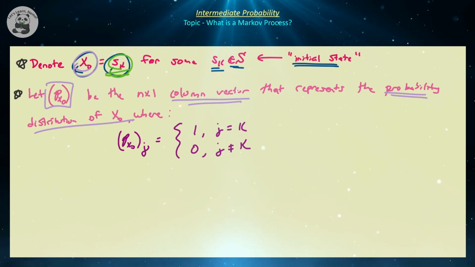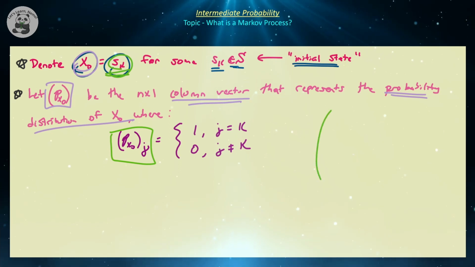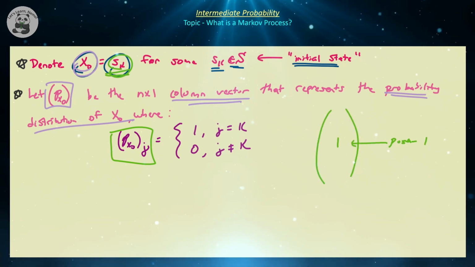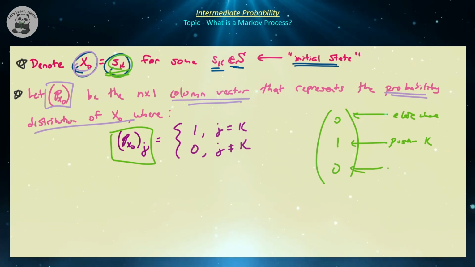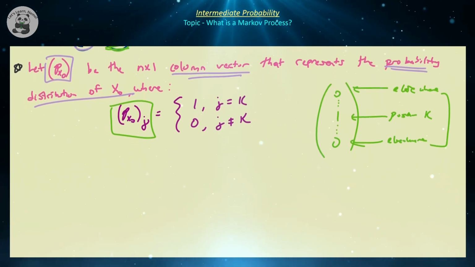So when we look at the jth entry of this vector, we're going to have 1 in position k, and we're going to have zeros elsewhere. So we're going to have 0 at k minus 1, k minus 2, and k plus 1, k plus 2, and so on. So that is what our initial column vector is.